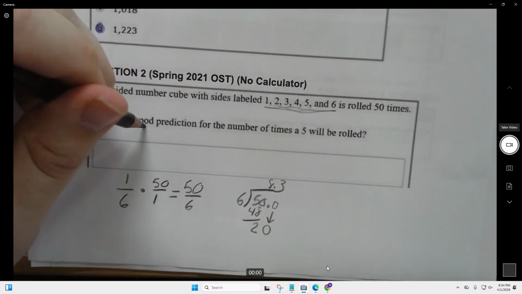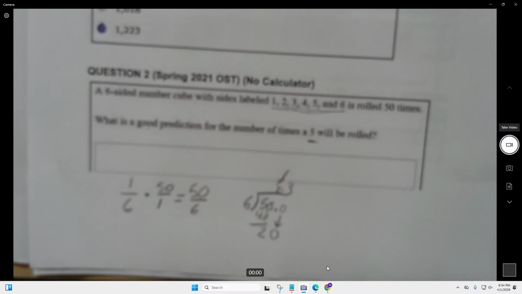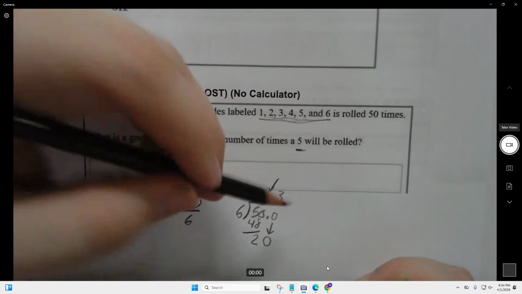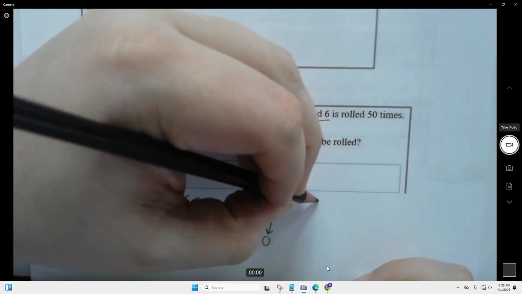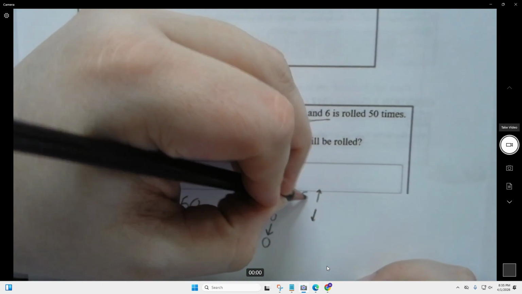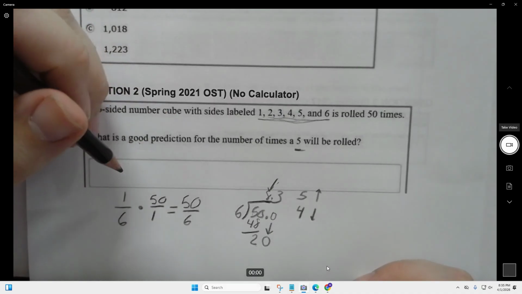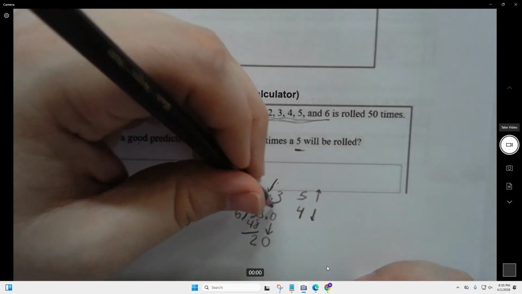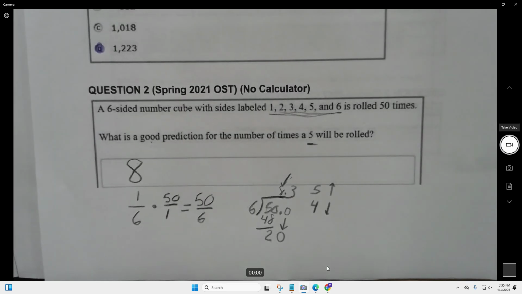Because you're looking for a good prediction for the number of times the 5 will be rolled, you want a whole number and 1 decimal to use to round the whole number. So we have the whole number of 8. We have 1 decimal place of 3 that we could use to round the 8 up or down. Remember, 5 and above, give it a shove. 4 and below, I don't have a fun rhyme for that, but you keep it low. Ooh, 4 and below, keep it low. There you go, we did it on the fly. So with a 3, that's going to round down. So it's going to leave us at 8, which is a good prediction for the number of times a 5 will be rolled.